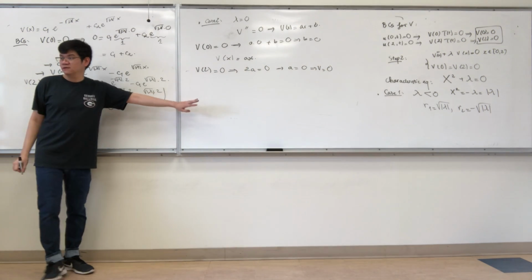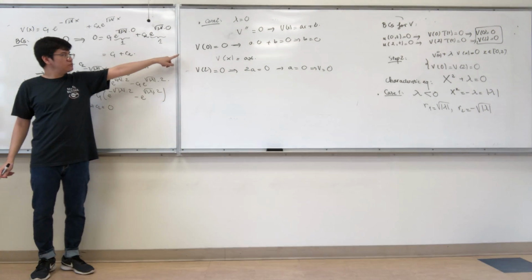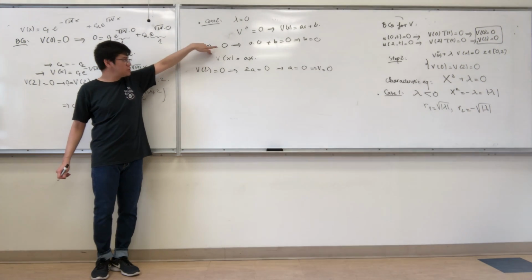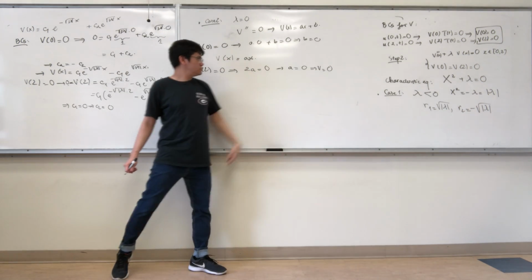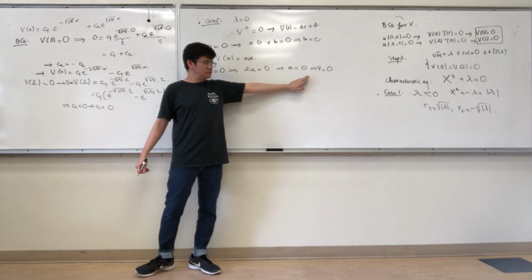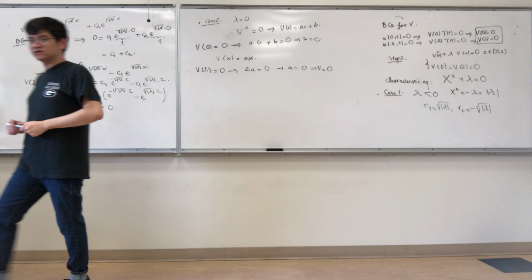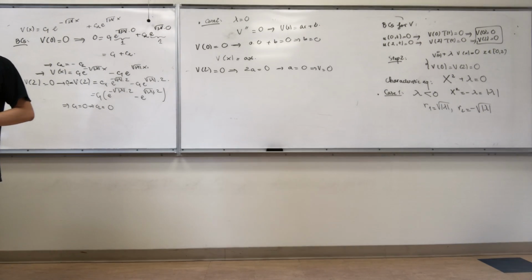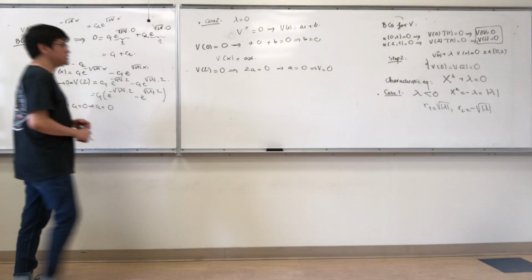Alright? In the first case, using the first boundary condition, you found that b is 0. Using the second boundary condition, you also find that a is 0. So in general, you have a trivial solution. Right? Questions? Skip. Now case number 3.